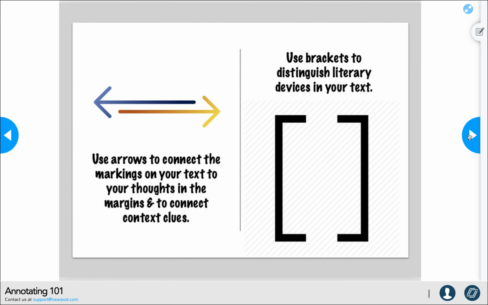So here are 2 additional symbols that I really want you to utilize a lot, to be honest with you. I want you to use arrows to connect the markings on your text to your thoughts in the margins, and to connect context clues.